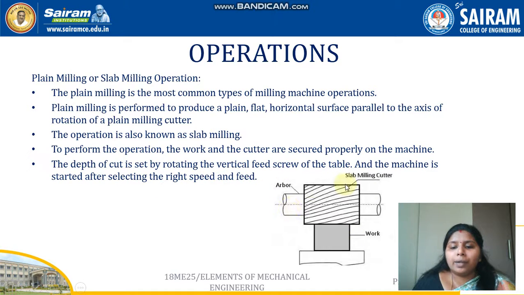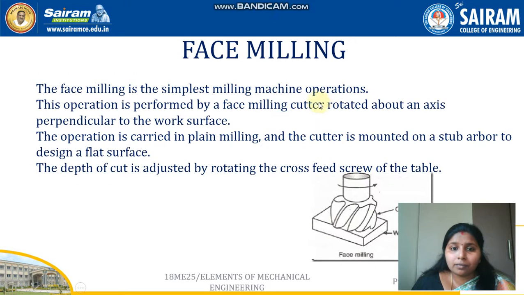This diagram shows a plain milling operation where there is a workpiece and above that is a slab milling cutter, or plain milling cutter, because usually the cutters are named based on the operations they do. Since it is a slab milling operation, the name of the cutter is slab milling cutter. And the next one is the face milling operation.